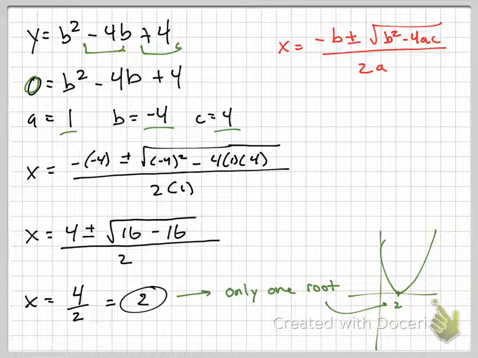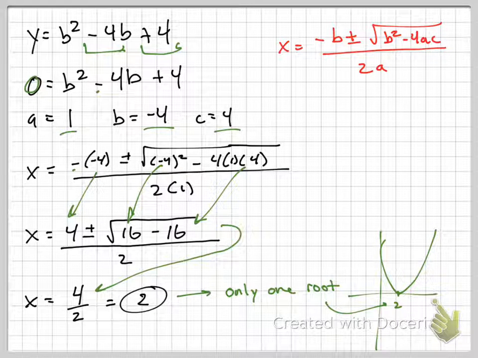So we plug it in. Again, we have a double negative because our B is negative. So this becomes positive 4. Underneath the parentheses, we have negative 4 squared equals 16. 4 times 1 times 4 equals positive 16. So this becomes 0. So what's left on top is 4 minus 0, which is 4. The 2 is on the bottom, so we only have one root in this case, which is 2.